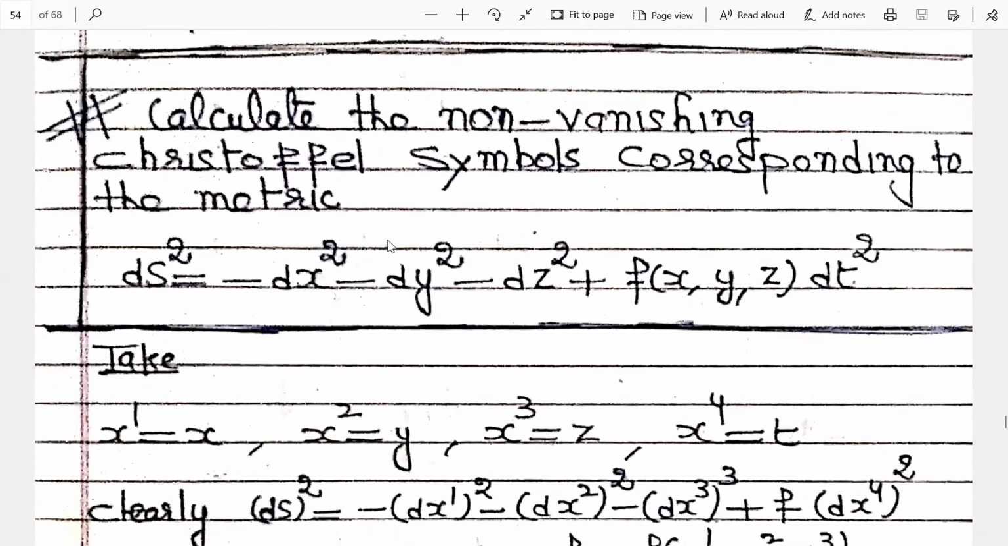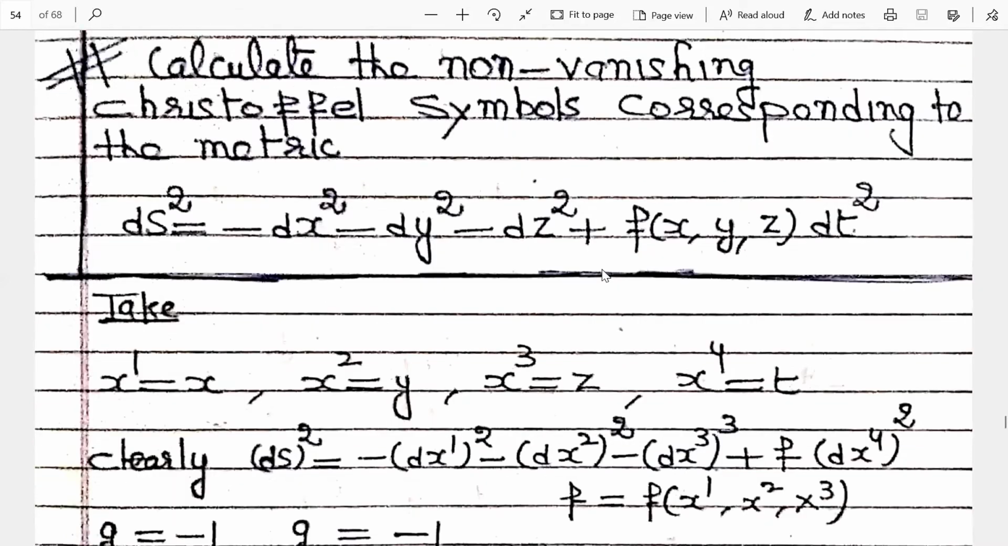Similarly, we can take another example: calculate the non-vanishing Christoffel symbols of the corresponding metric if we have any kind of metric. So there is a special case of a metric, where the metric given is a function of x, y, z, right?